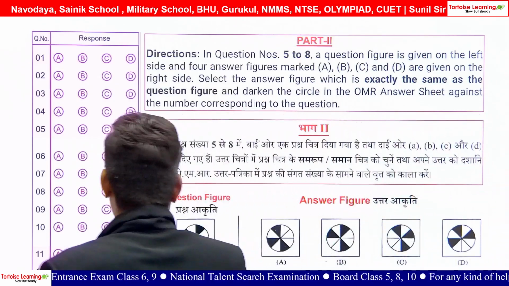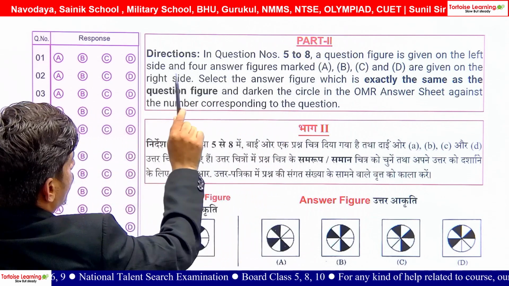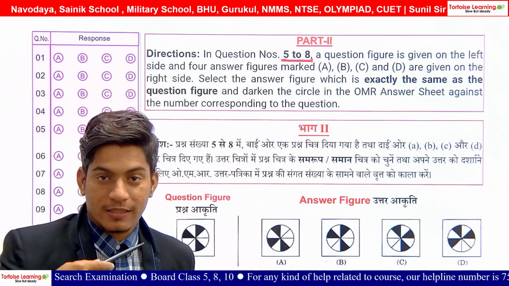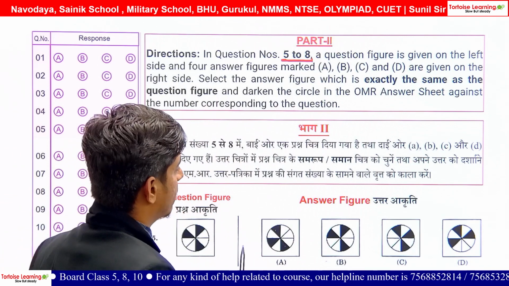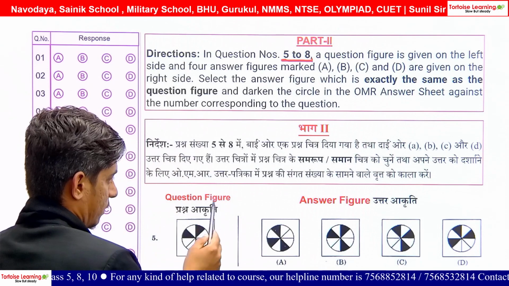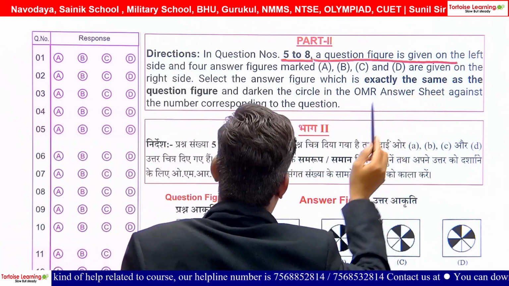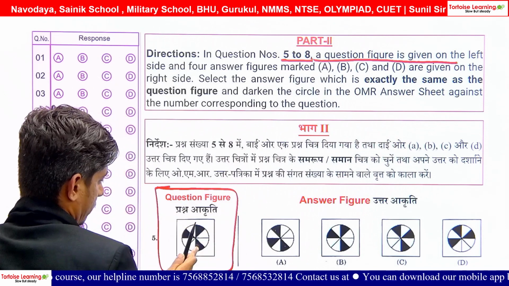If you look at the second part, in questions number 5 to 8, this is the instruction for the next 4 questions, 5th, 6th, 7th and 8th. What is the instruction? The instruction is that a question figure is given on the left. This is our question figure. This one.